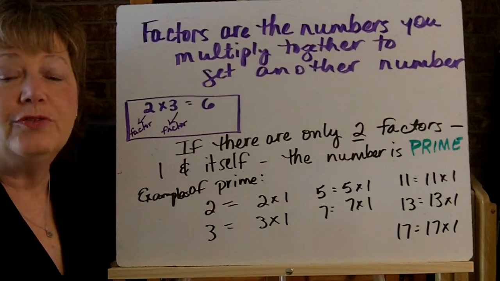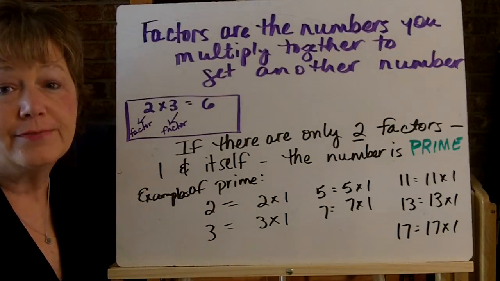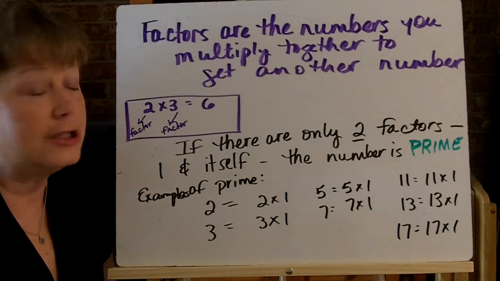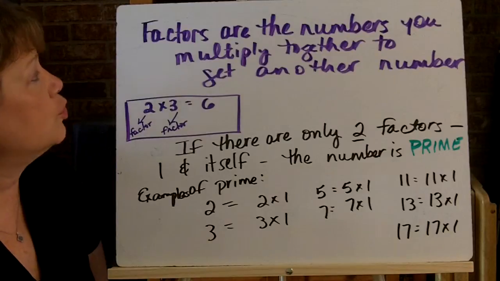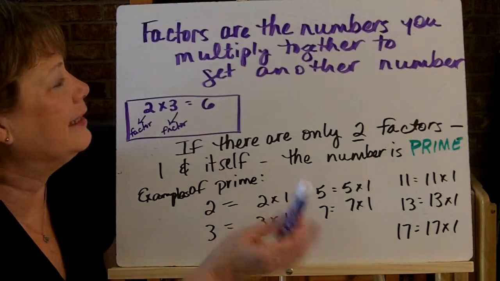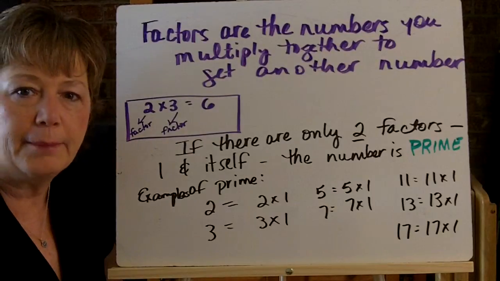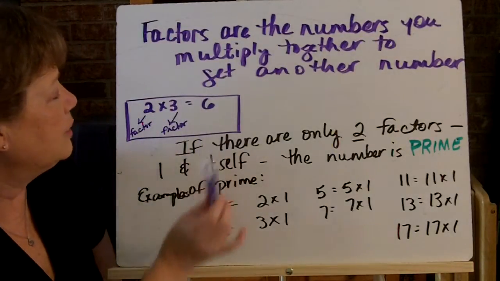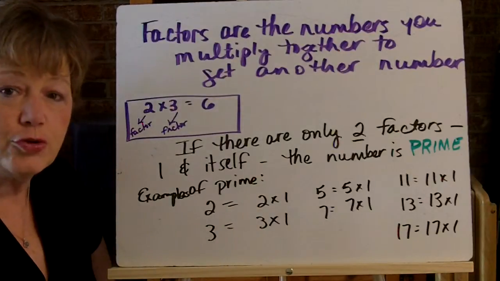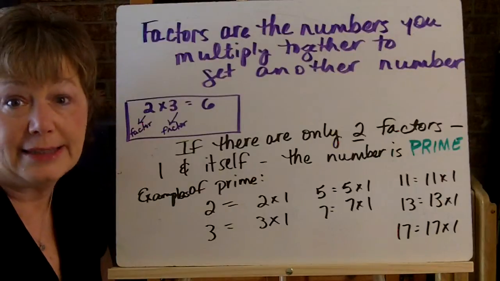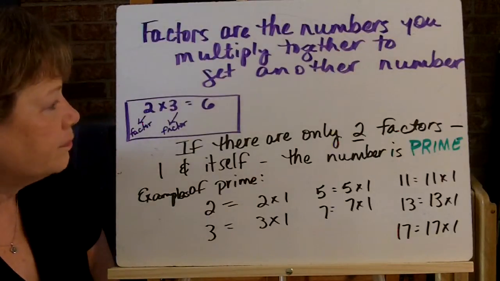Just want to give a little review here of factors, factor trees, and what that means for prime and composite numbers. So I just want to remind you that factors are the numbers you multiply together to get another number. So when you look at 2 times 3 equals 6, the factors are 2 and 3, the numbers that you multiply together to get 6.